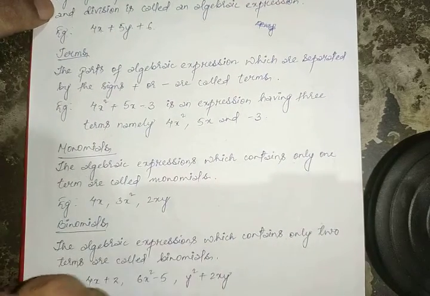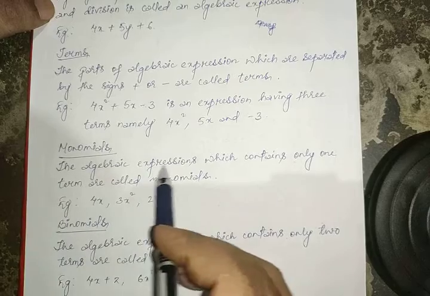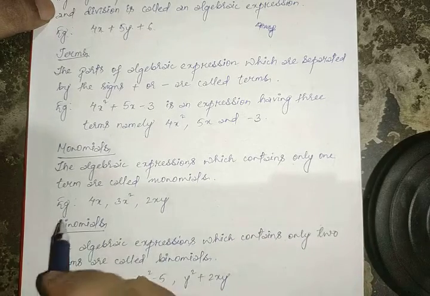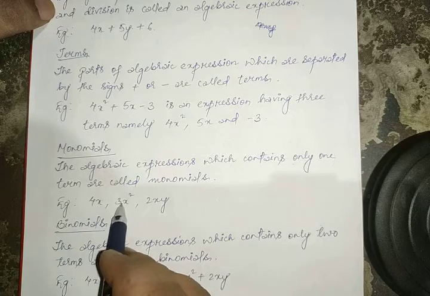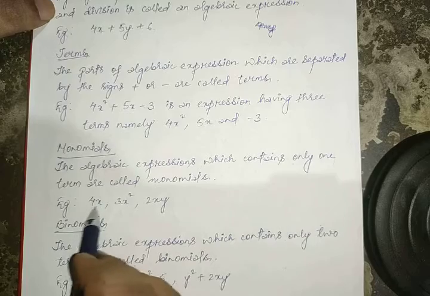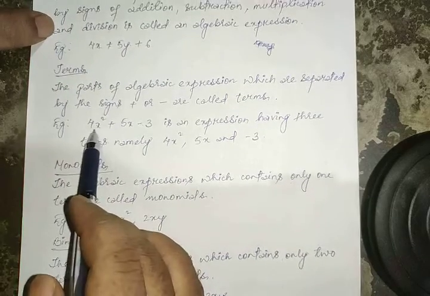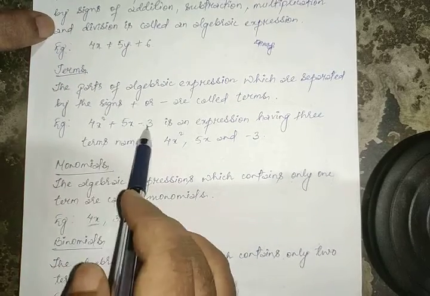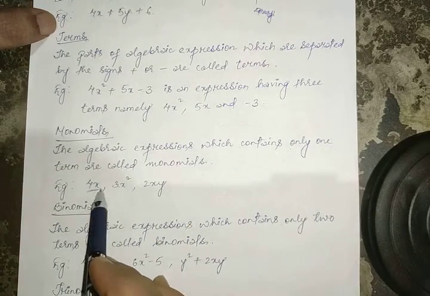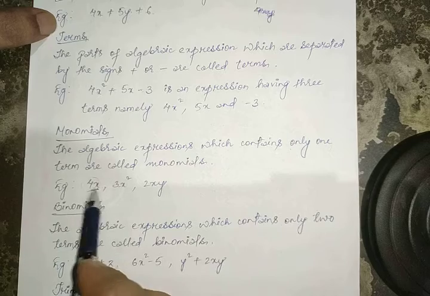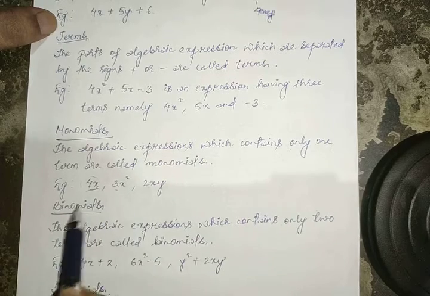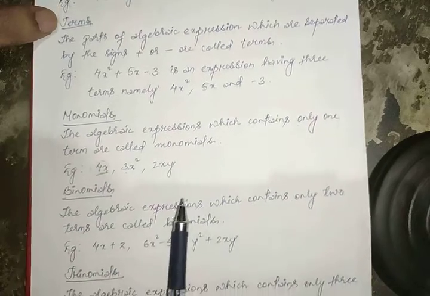Now next is monomials. The algebraic expressions which contain only one term are called monomials. You see examples 4x, 3x square, 2xy. In each of these expressions we have only one term, right? But here, how many terms do we have? 1, 2, 3, right? So if there is only one term in the algebraic expression, then we say that it is a monomial. For example, 4x, 3x square, 2xy have only one term, so they are called monomials.